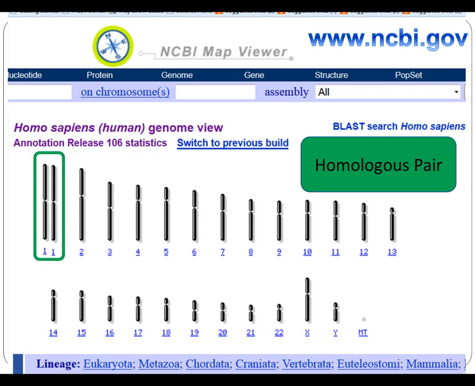What if a diploid cell is homozygous recessive? Which trait is expressed? Recessive. Homozygous recessive trait is expressed. There's no dominant allele, so there's nothing else to be expressed.